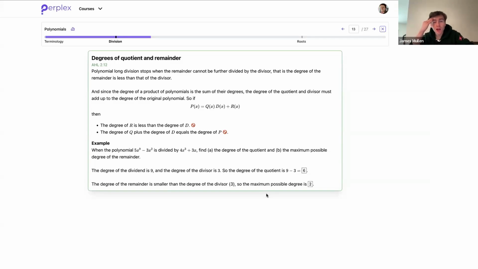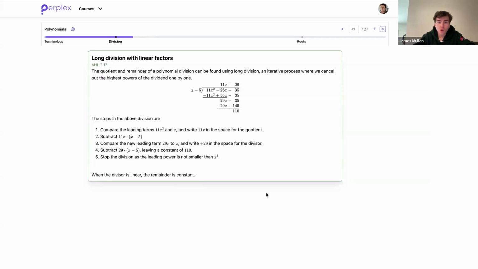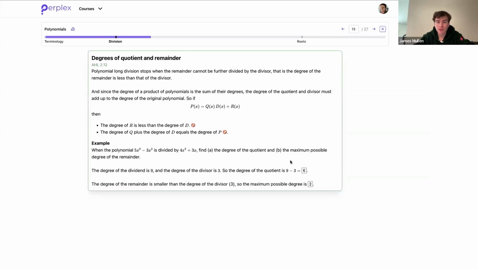Remember that polynomial long division stops when, in our long division earlier, we were left with 110, which was no longer divisible by x minus 5 because there are no x's left. So we stop the polynomial division when the degree of the remainder is less than that of the divisor. As long as the degree of what I have is bigger than or equal to the degree of the divisor, I can keep going.